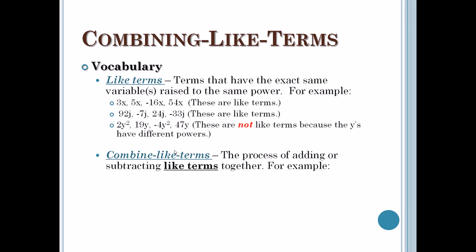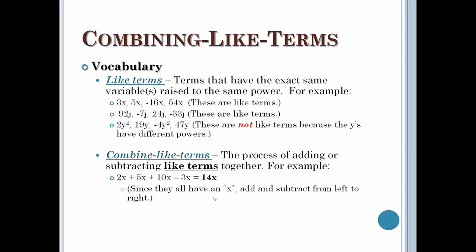Which brings us to combining like terms, and that's basically the process of adding and subtracting like terms. For example, I have 2x plus 5x plus 10x, take away 3x. We just add and subtract and we do it from left to right. 2x plus 5x, 7x, plus 10x gives me 17x. Take away 3x gives me 14x. So you just add and subtract from left to right. That's all combining like terms is: you just go for your matches.